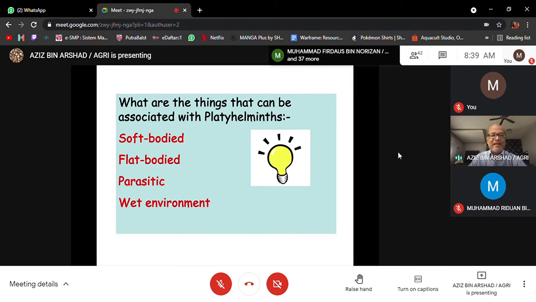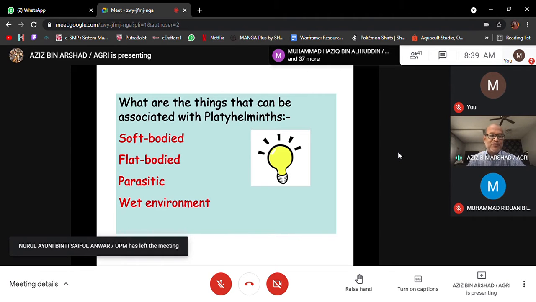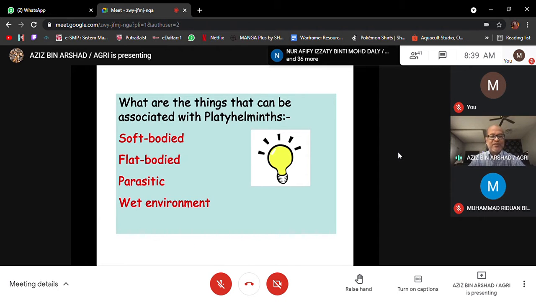So when Platyhelminthes is mentioned, it is a flatworm. And other characteristics of Platyhelminthes that should come to you with the words: is it soft-bodied? Yes, many or most of them are soft-bodied. And many are parasitic, and they can also be found in aquatic environments. So platyhelminths are quite important in the field of fish disease because of the characteristic of being a parasite.